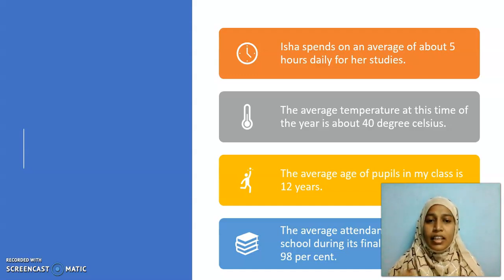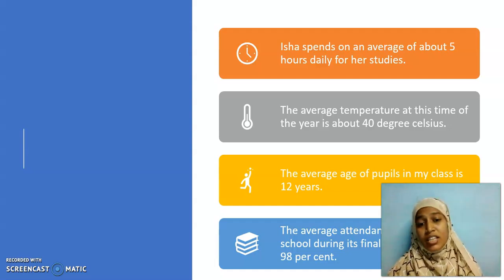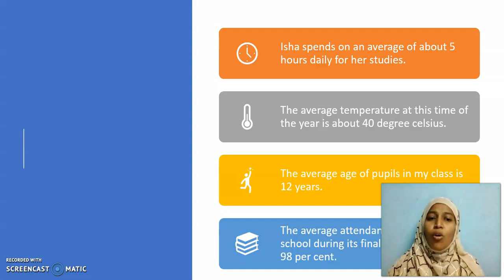Second sentence, the average temperature at this time of the year is about 40 degrees Celsius. The third sentence is, the average age of pupils in my class is 12 years. The average attendance of students in a school during its final examination was 98%. What is the word common in all the sentences? Are you able to identify the word?